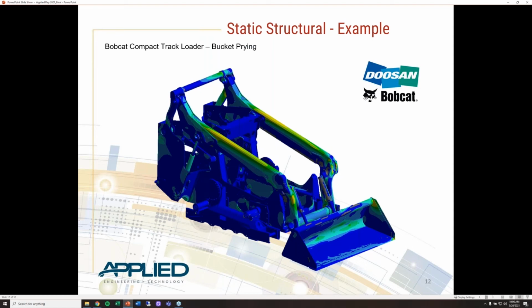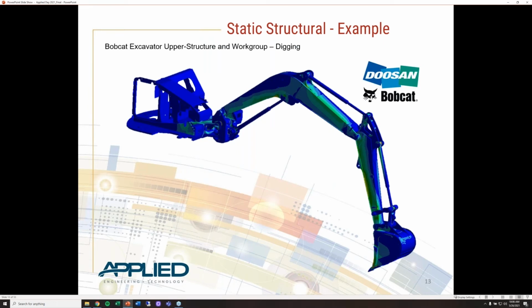So again, we have a fairly complicated analysis, and similarly, the same is true for this Doosan Bobcat excavator. This is an upper structure and work group with a digging load case, and so we can see all the pivot points that go into this. We've got our hydraulics. And so again, we can take into account very complex structures with static structural analysis.